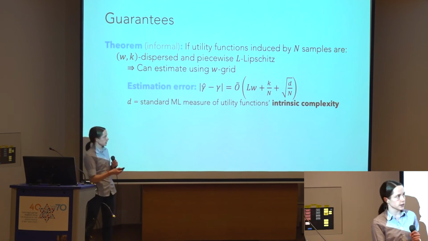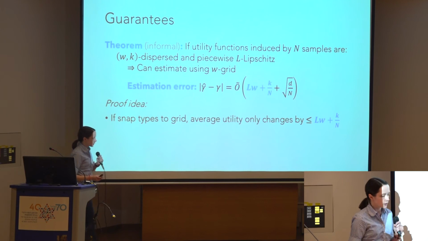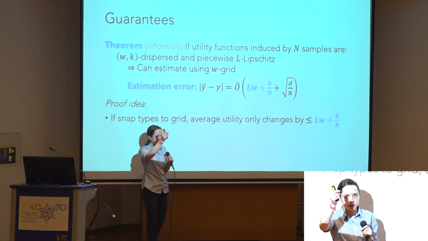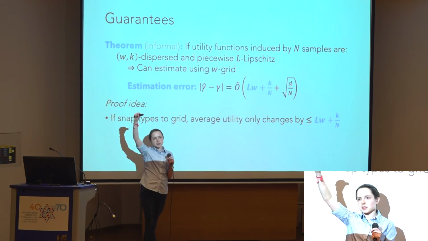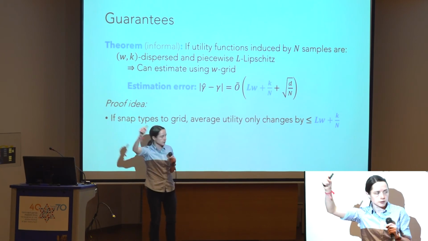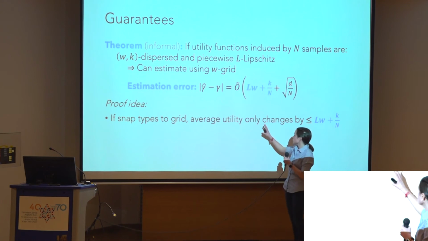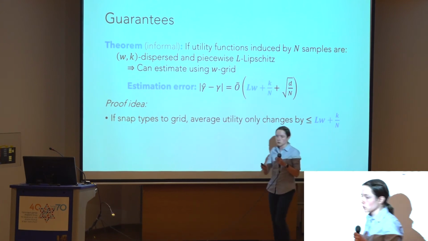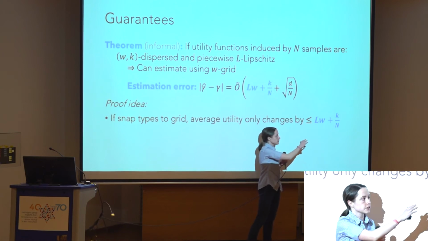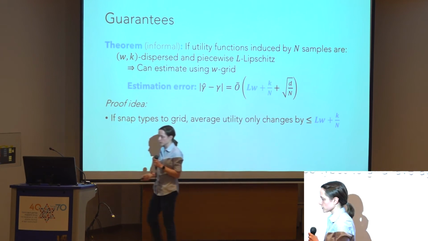And I just want to give you an idea of what this proof looks like in two bullet points. So if you imagine looking at a reported type and a true type, if you snap that reported and true type to a point on this uniform grid, by dispersion, the utility is only going to change, the average utility is only going to change by a factor of Lw plus k divided by n. And this follows from just dispersion. It's a simple lemma based on dispersion.